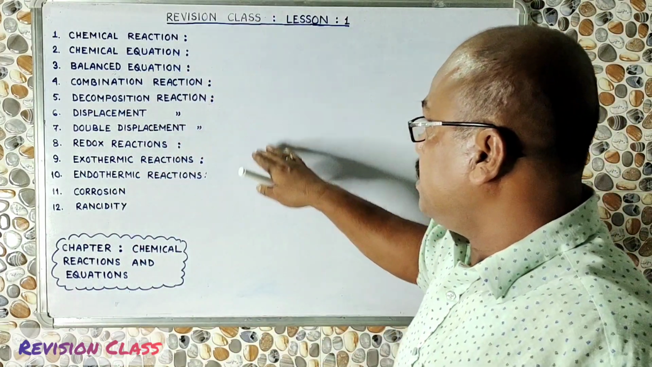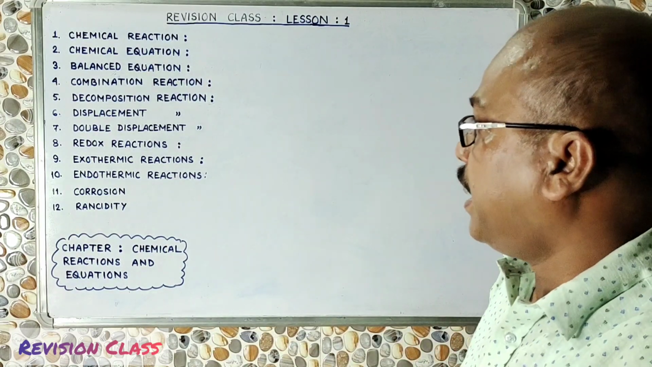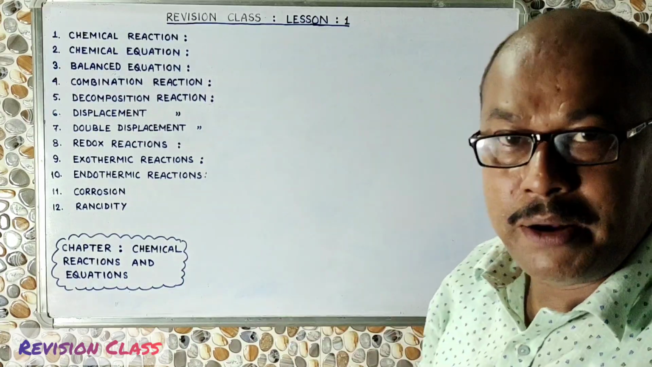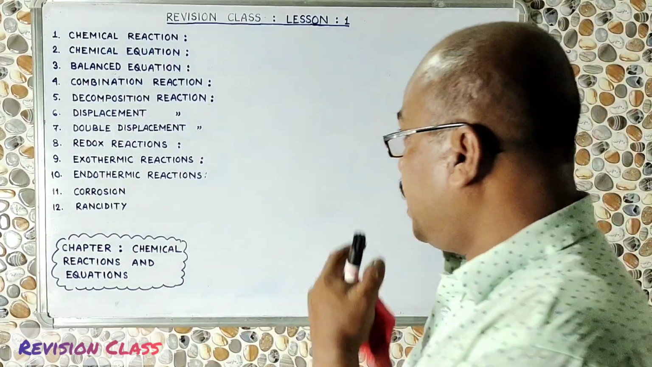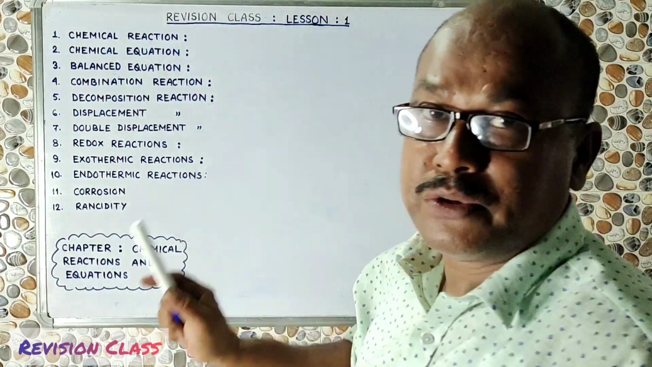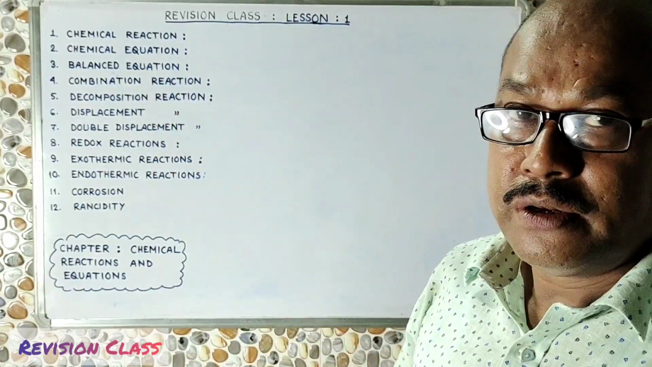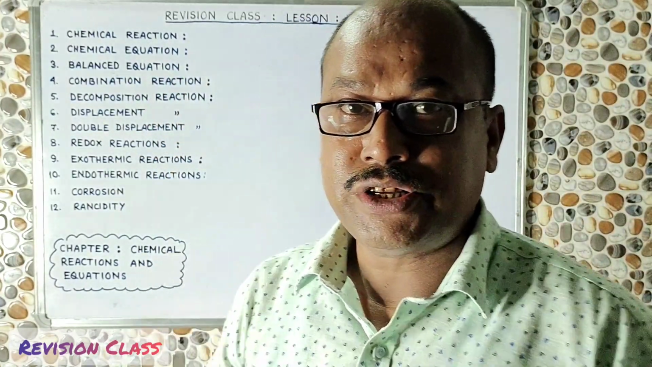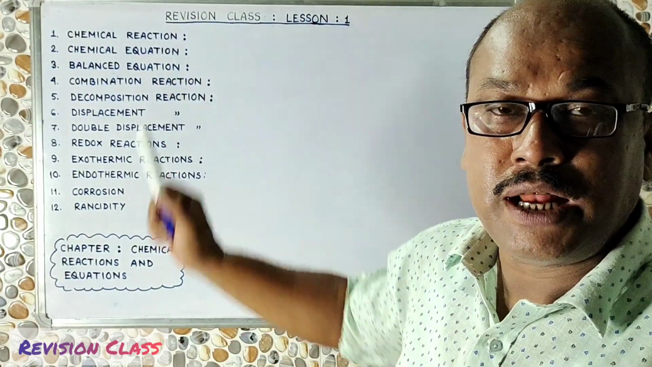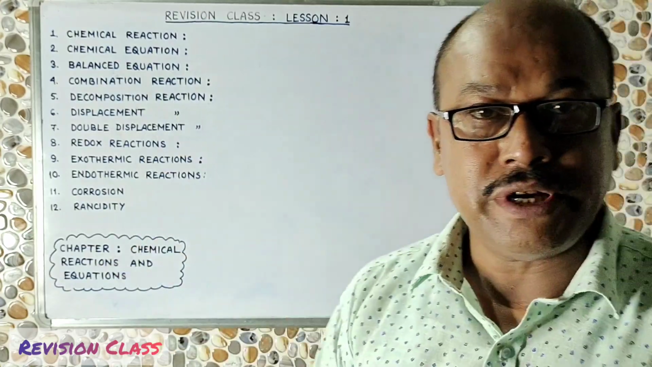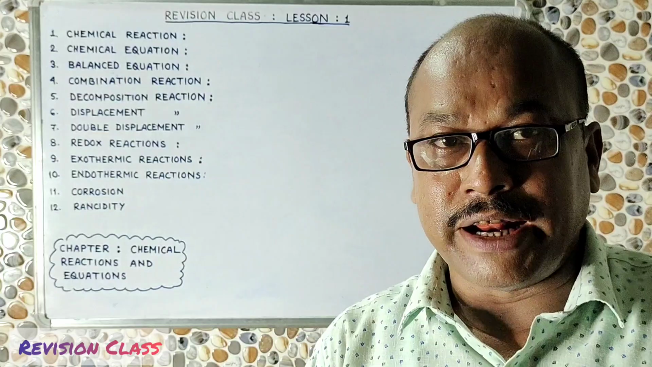When we revise this chapter on chemical reactions and equations, we will be discussing 12 important points which are present in the entire lesson. The topics are: what is a chemical reaction, what is a chemical equation, what is a balanced chemical equation, an unbalanced chemical equation or skeletal equation, then different types of chemical reactions like combination reactions, decomposition reactions, displacement reactions, double displacement reactions, and redox reactions.